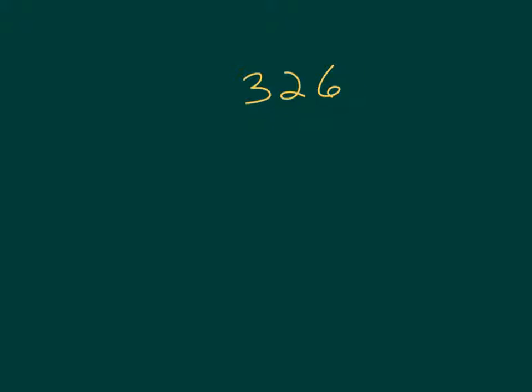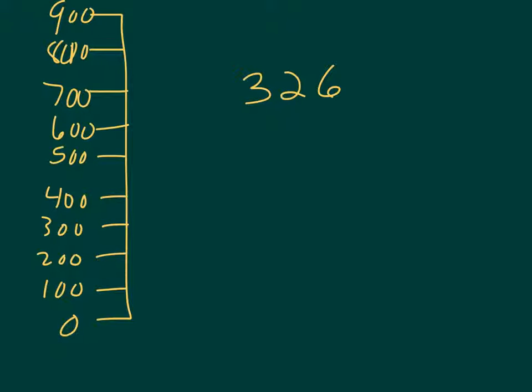This time, the population of my next city is 326. I could round that to the nearest 10, but this time I want to round to the nearest 100. So here's my visual aid for this problem. Again, I want to round to the nearest 100. Well, 326 on this visual aid, I know it's more than 300, but it's less than 400. So it's somewhere in between here.